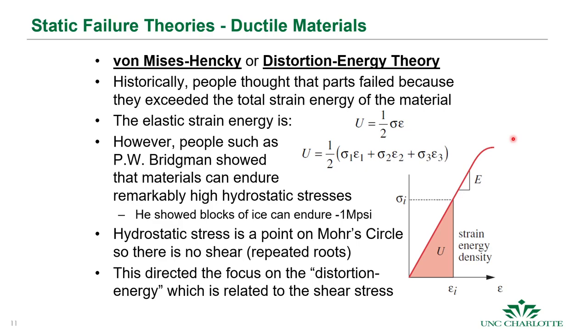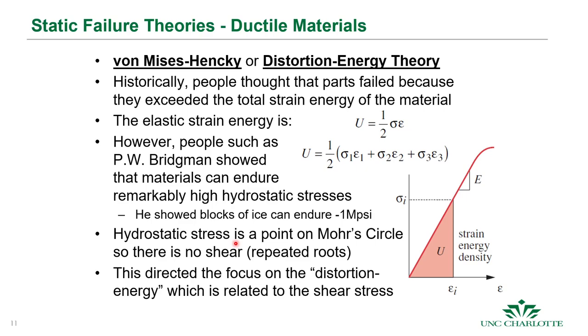However, people showed that some materials can endure remarkably high hydrostatic stresses, and that's if we applied compressive stresses on all faces of an element at the same time, and all of the stresses in all the directions were the same. Bridgman showed that ice, for example, could endure stresses up to a million PSI. Hydrostatic stress is actually a point on Mohr's circle, so there's no shear. So that's a repeated root at the origin of Mohr's circle, if we have all stresses that are all the same on a point.